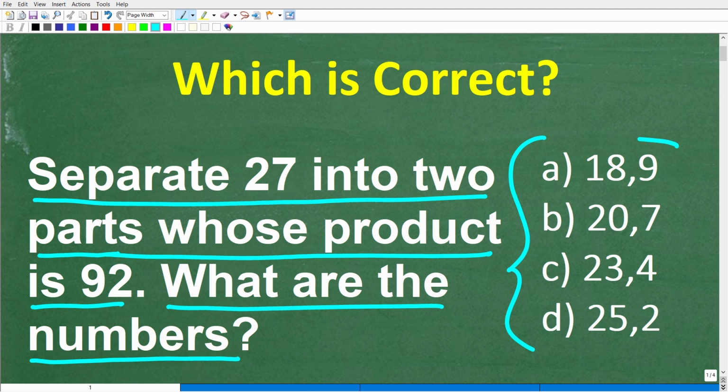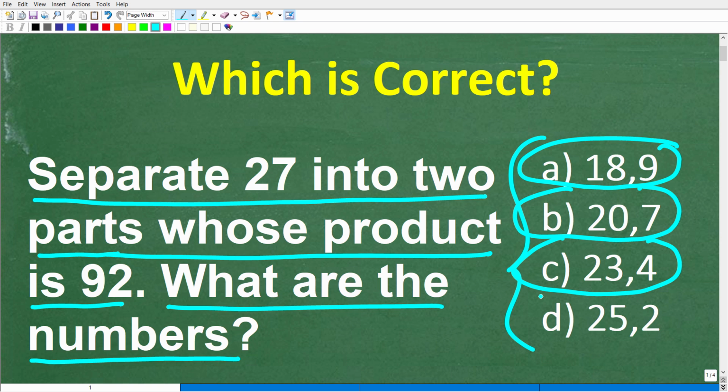All right, so let's take a look at our choices because this is a multiple choice question. A is 18 and 9, B is 20 and 7, C is 23 and 4, and D is 25 and 2. Now, feel free to use a calculator, but if you can figure this out, go ahead and put your answer into the comment section. I'll share the correct answer in just 1 second. Then, of course, I'm going to walk through step by step how to solve this problem.